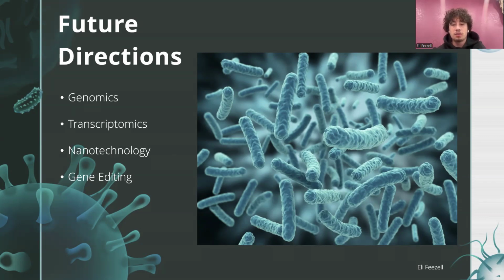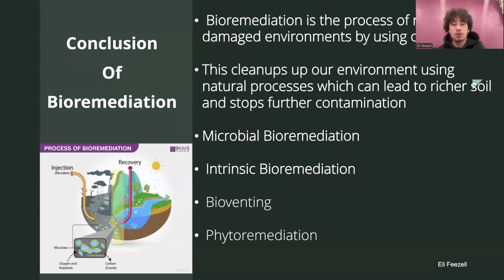And then for the conclusion, bioremediation is the process of restoring damaged environments by using organisms. This cleans up our environment using natural processes, which can lead to richer soil and stop further contamination. Microbial bioremediation is the use of bacteria, fungi, and or archaea to clean up harsh chemicals. Intrinsic bioremediation is a natural process. Native microbes break down and or neutralize contaminants.